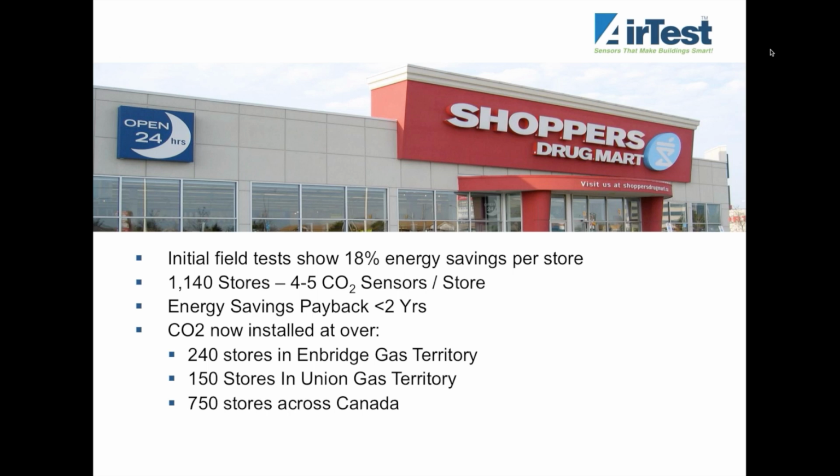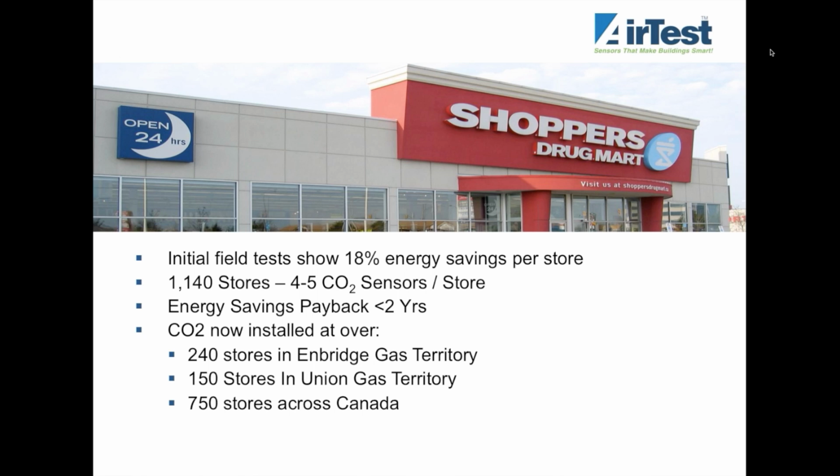So there's a great opportunity to save a lot of energy by modulating ventilation based on the number of people in the space. For about 5 years now, for example, we've been working with a large Canadian national shopper drugstore chain called Shoppers Drug Marts, where in initial testing we were actually saving about 18% of the energy per store. Since that first test, we've now retrofitted almost 1,200 stores.